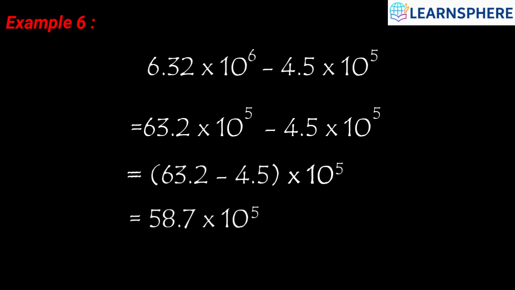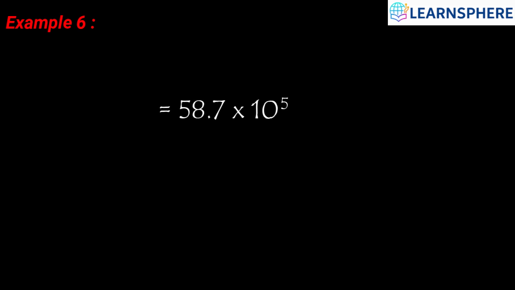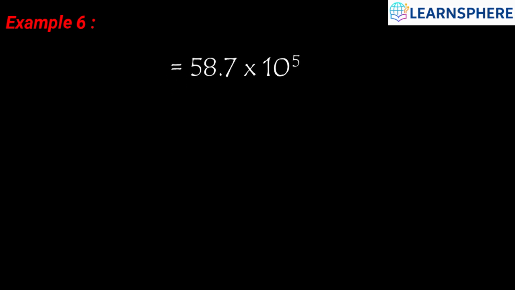As the value of 58.7 is not in standard form, as it's more than 10, we have to convert it by shifting it one decimal place to the left, which gives us 5.87 times. As we have shifted the decimal point one space to the left, we have to increase the power. Therefore, it becomes times 10 power 6. And this is expressed in standard form.